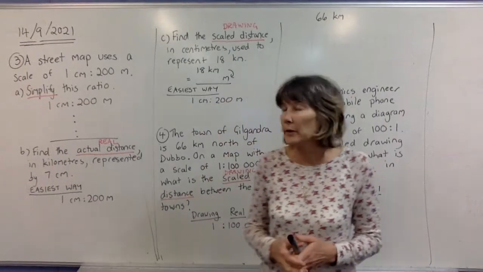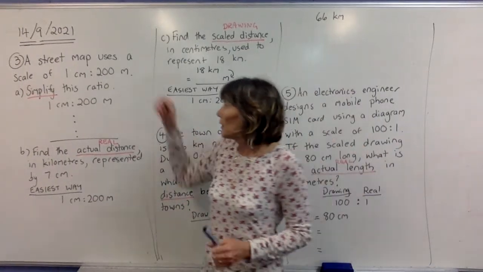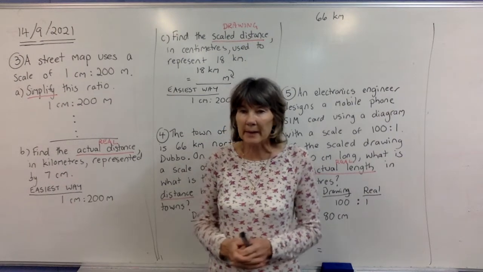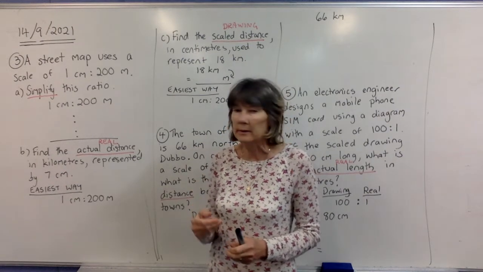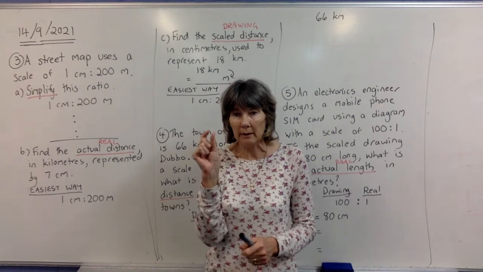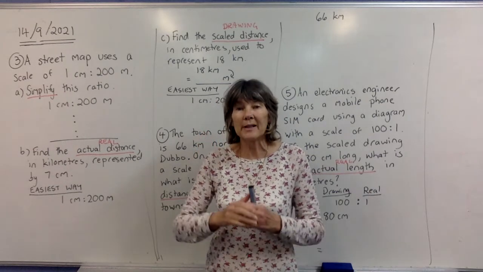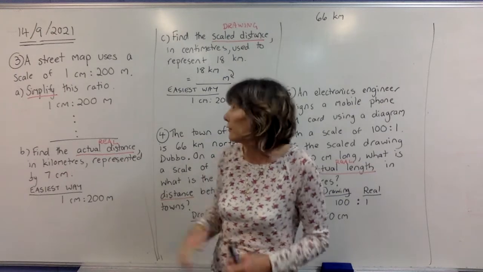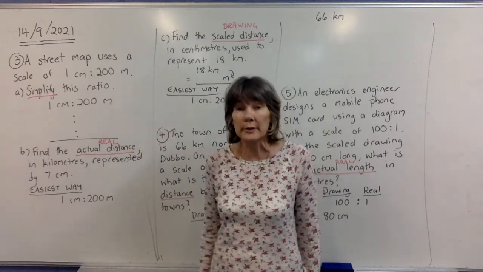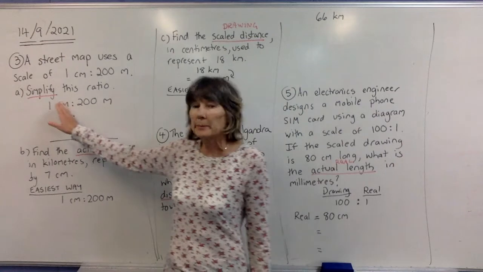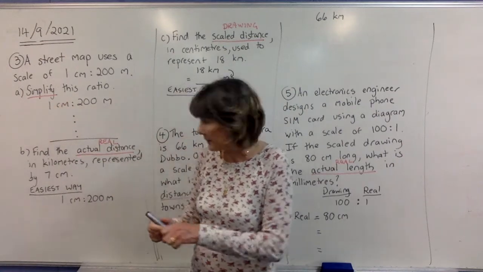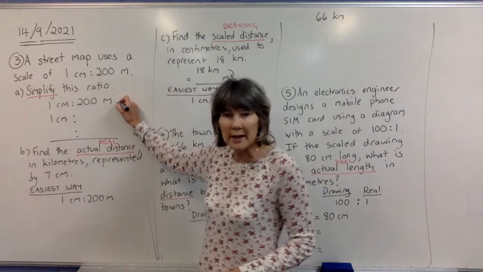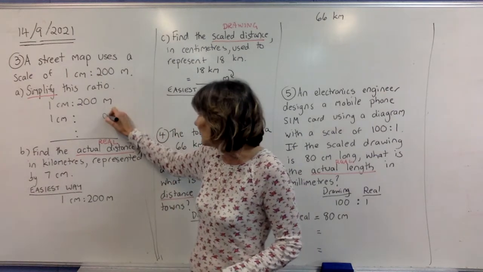So continuing on with these examples, first one here, we have a street map using a scale of 1 centimetre to 200 metres. So that means 1 little centimetre on a map represents 200 metres, a really big distance in real life. So the first thing they want you to do is simplify the ratio. Remember, we have to get them to the same units. So I'm going to leave the 1 centimetre and I'm going to change the metres to centimetres.